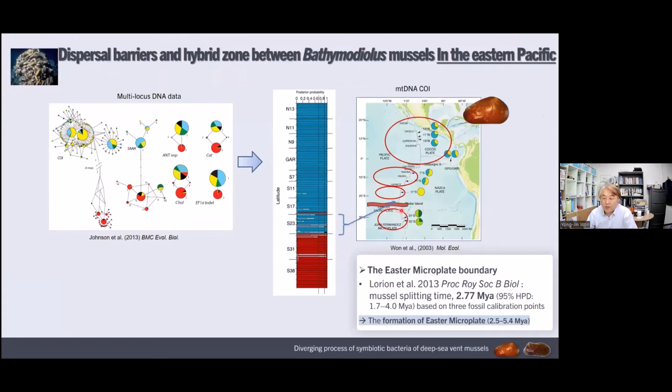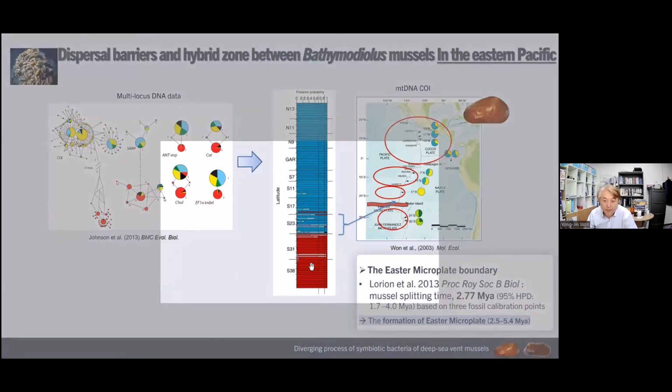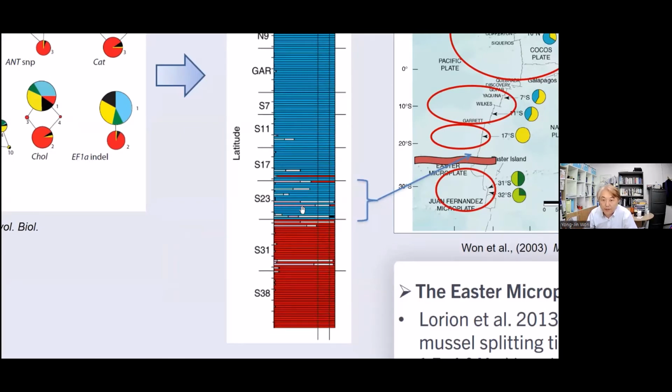previous studies showed a barrier at the Easter Microplate, as this pie diagram shows with different colors, different sequences. Another study by Johnson et al. applied more DNA sequence data and found results similar to the previous study, but they also found a very interesting point: in the 23rd South area, there are mixed individuals between mostly the blue type and the red type. They are now recognized as different separate species. So there are two different parental species, and only at this site, or some other places, we see mixed individuals resulting from hybridization between these two parent species.